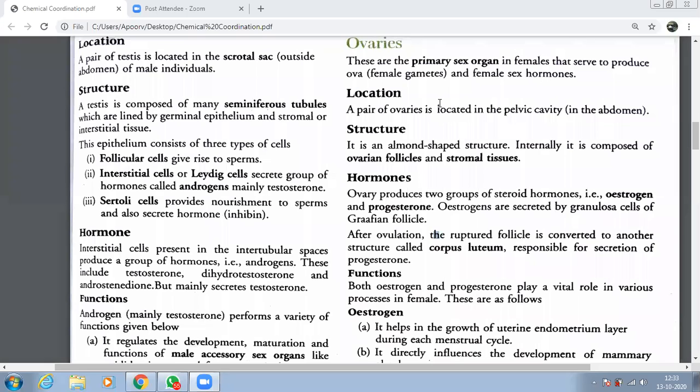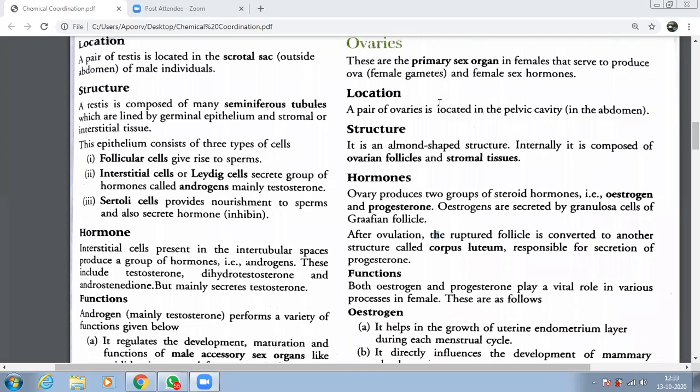So basically, there's nothing much in this. They are made up of seminiferous tubules. These seminiferous tubules are covered or lined by germinal epithelium and what else? Stromal and interstitial tissues. So two types of connective tissues are covering it. And there's another layer, that is the germinal epithelium.